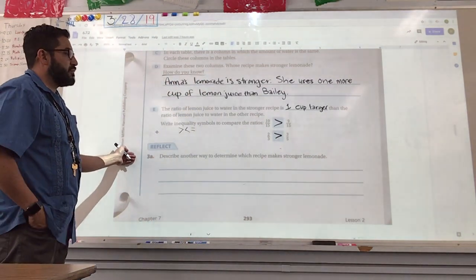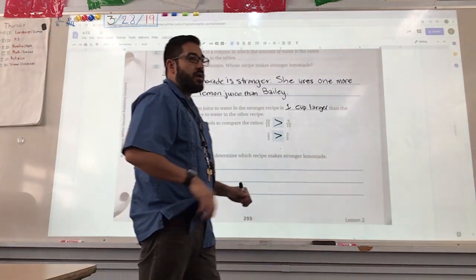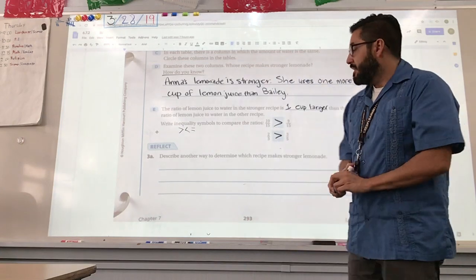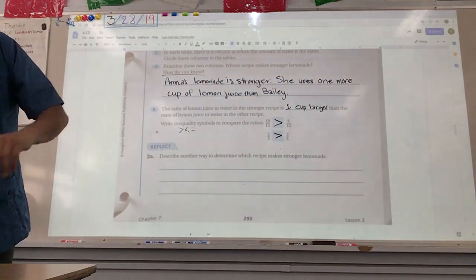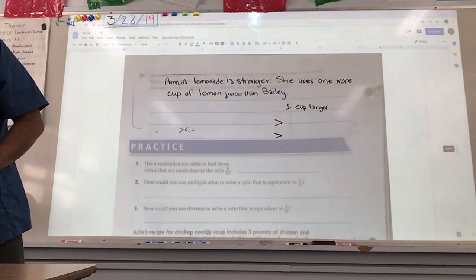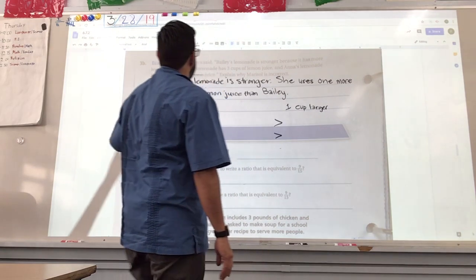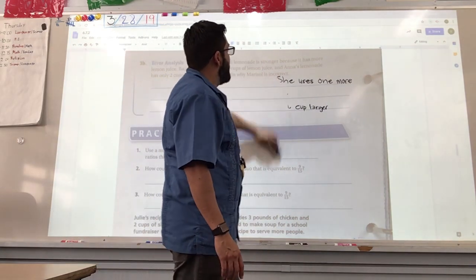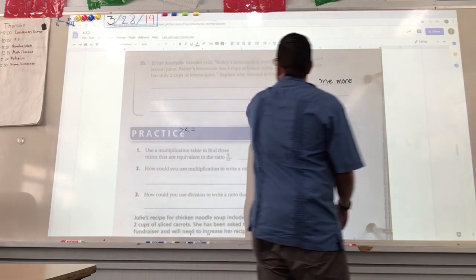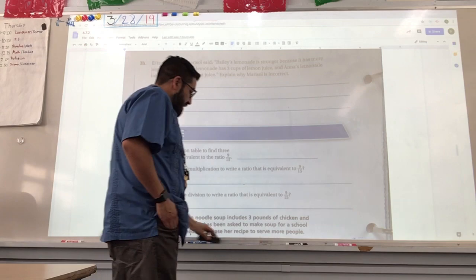Describe another way to determine which recipe makes stronger lemonade. So think about how you could determine another way of finding out which lemonade was stronger. Write down your answer, and then we'll go here. Marisol said Bailey's lemonade is stronger because it has more lemon juice. Bailey's lemonade has 3 cups of lemon juice, and Anna's lemonade only has 2 cups of lemon juice. Explain why Marisol is incorrect.